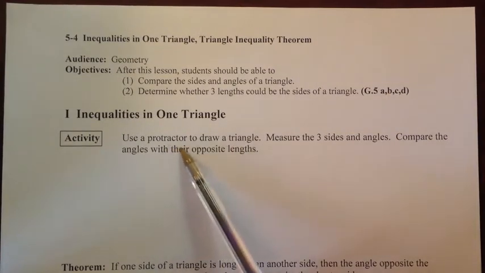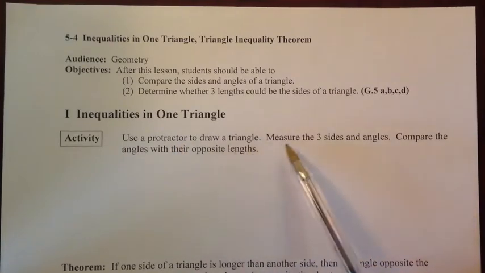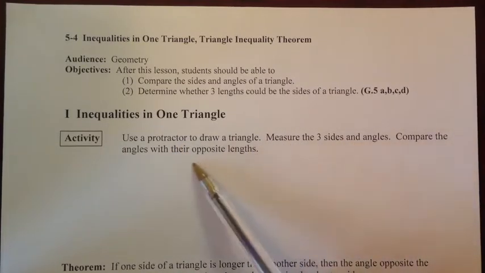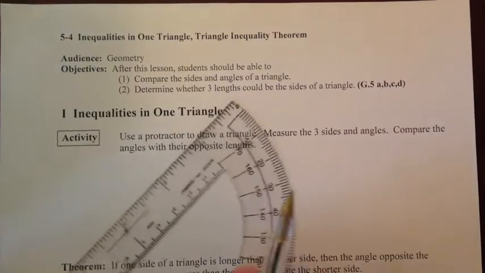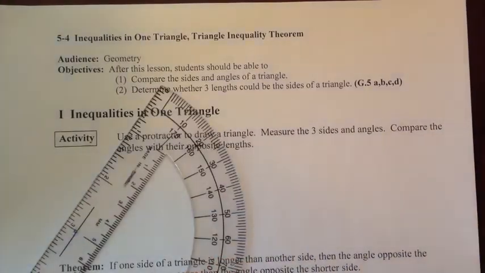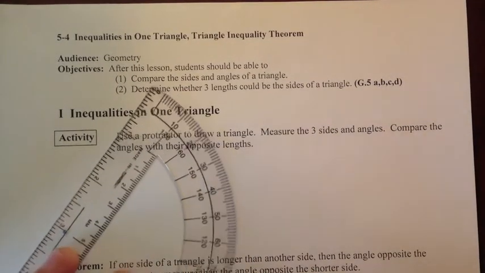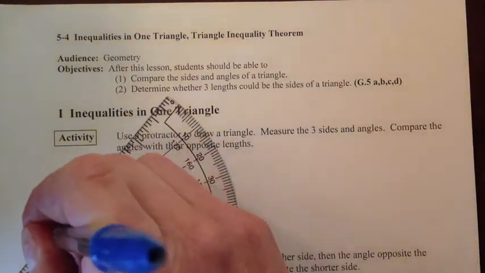Okay, so first thing we're going to do here is a little bit of an activity. We're going to use a protractor to draw a triangle. You can just use a straight edge like a ruler. Measure the 3 sides and angles, compare the angles with their opposite lengths. So the first thing we'll do, let's draw a triangle. We want this to be scalene. So we want this to be a scalene triangle.